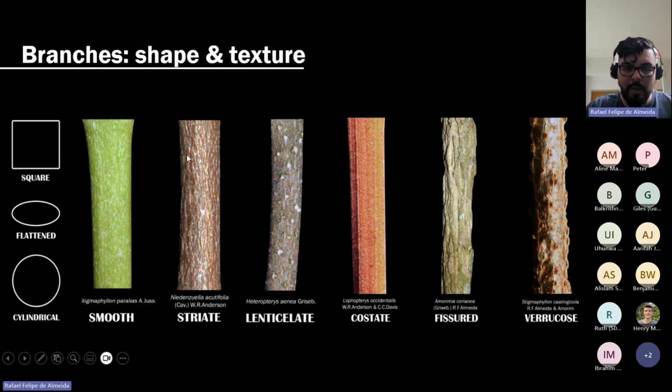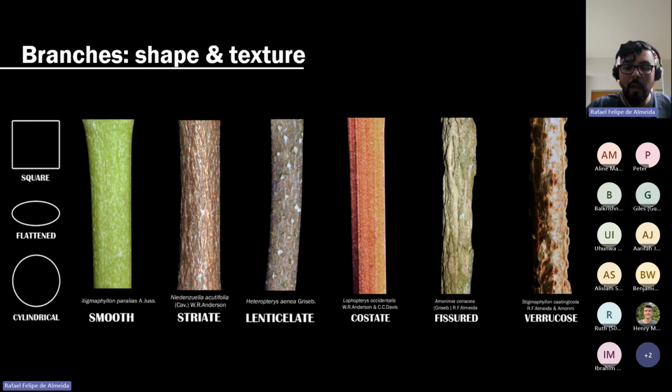The texture of those branches also varies greatly. You can have smooth branches, striate branches, lenticellate branches, and it's really common that the color of those lenticels changes between species within a genus. In this one called Heteropterys, we can see the lenticels are whitish, but in other species that are probably related to this one, they might be blackish or reddish. This might not seem at first sight a very useful morphological character, but in fact it is, and it's really helpful in differentiating closely related species.